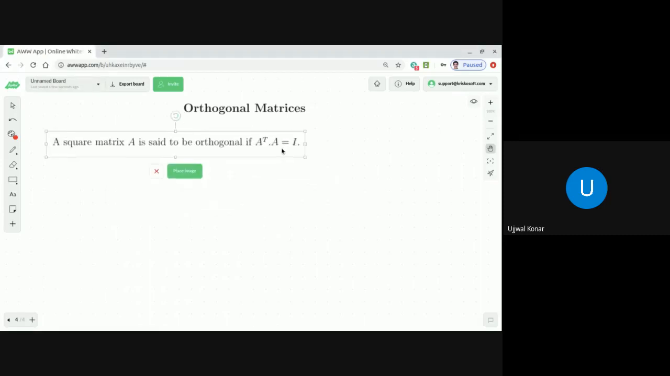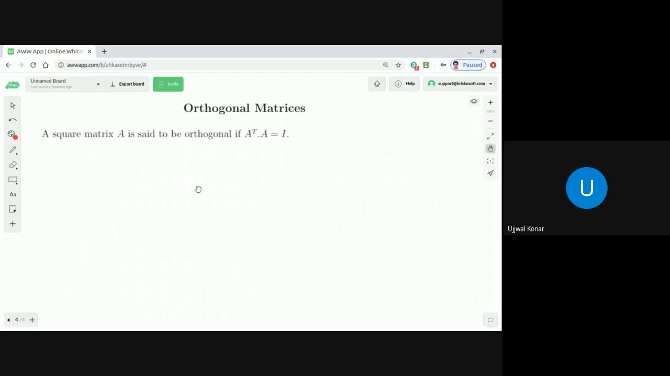A square matrix A is said to be orthogonal matrix if A transpose into A is equal to I. What does it mean? That means whatever the matrix is given to you, you make a transpose of that, then the transpose matrix and the original matrix you multiply, and as a result of that, if the resultant matrix is an identity matrix of the same order of that of A, obviously we can say that A is an orthogonal matrix.